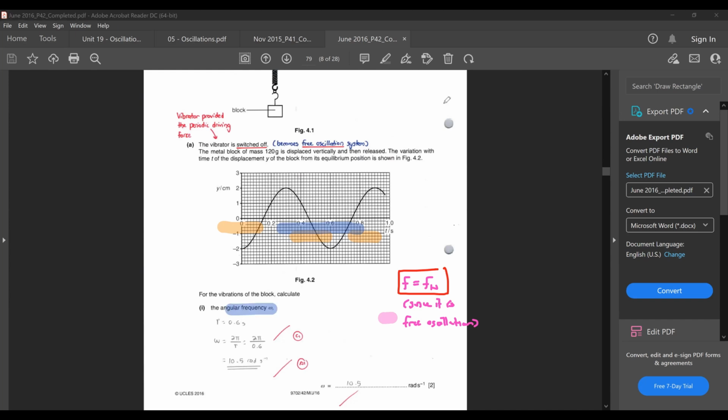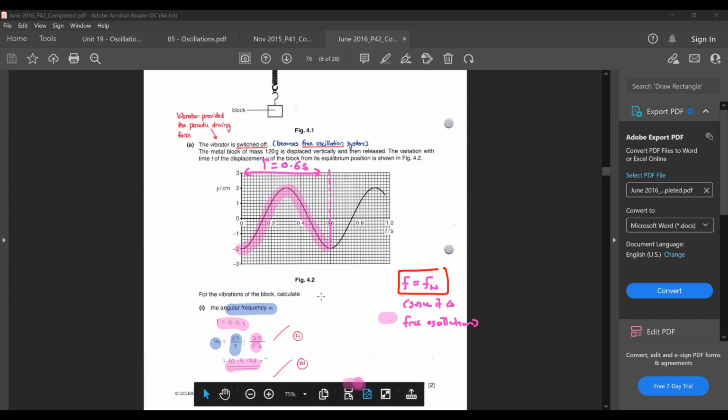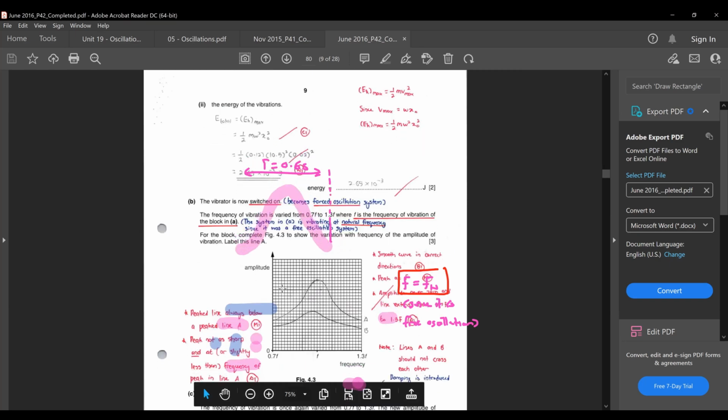So you find out what is your period. Because omega is 2 pi over T, so you need to find out your period first. Your period is this one. So this one is actually going to be 0.6 seconds. Okay, so this is your period. So sub your values in 2 pi over 0.6, you will get 10.5 radians per second. Very easy question for 2 marks. So if this is okay, then you move on to the next one.